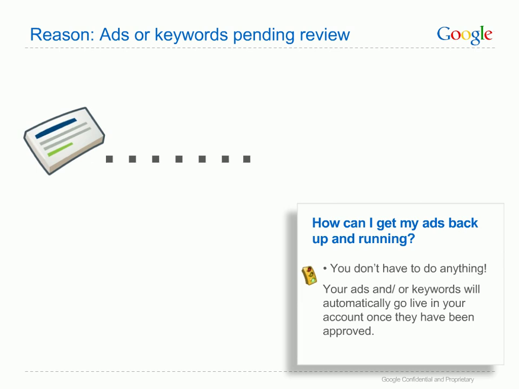When you add new ads or keywords, or make changes to them, your ads go through a review to check if they follow all our advertising policies. They are submitted for review automatically, and we review them based on the order of submission. So if your keywords or ads are pending review, rest assured we will review them as soon as possible. You don't have to do anything, they'll go live automatically once they've been approved.